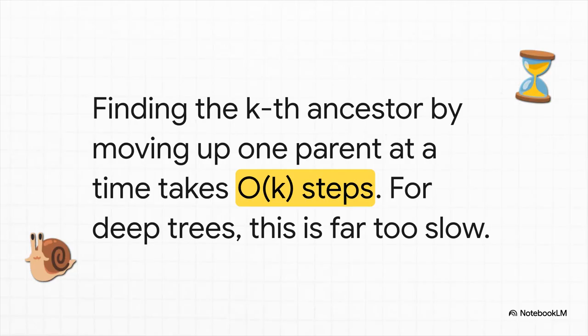And here's why. That one step at a time method takes O(k) steps. That means if you want the millionth ancestor, you're doing a million operations. In a contest with a 1-second time limit, you're toast. This linear time complexity is our bottleneck. We need something way smarter. We need to get this down to logarithmic time.